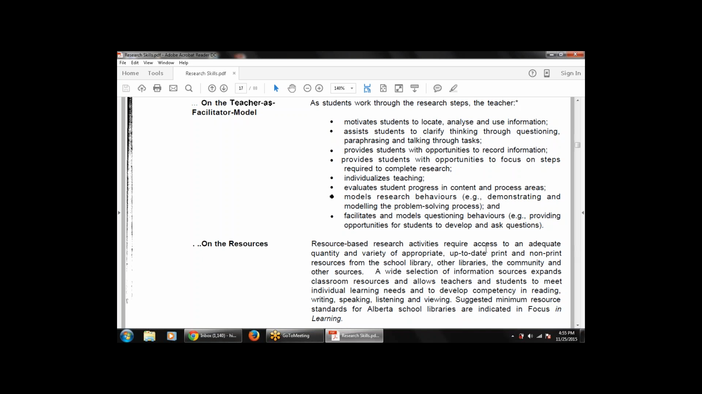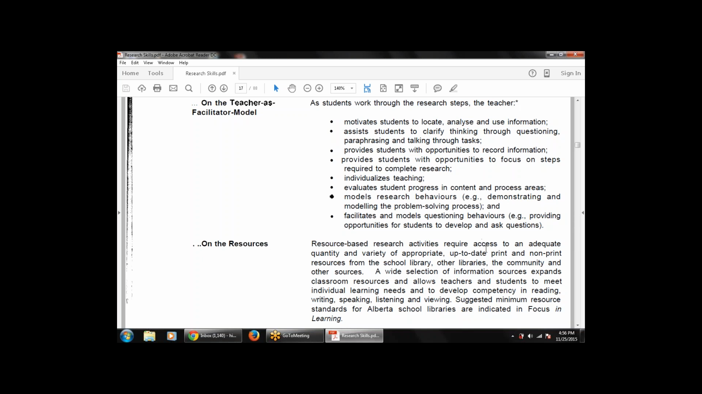That is not the main crux, or that is not the main part, because if the resources are not available, how will the student get the resources, or develop the skills for the research, or learn to do the research in a systematic way? The resources should be available efficiently and effectively, in a proper quantity, so that students can access an adequate quantity and variety of appropriate, up-to-date print and non-print resources from the school library, other libraries, the community and other sources. That is a resource-based research activity.